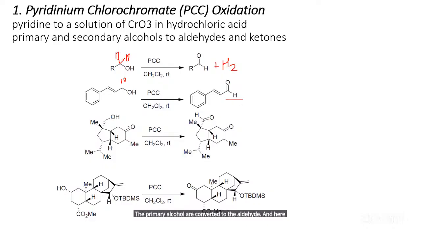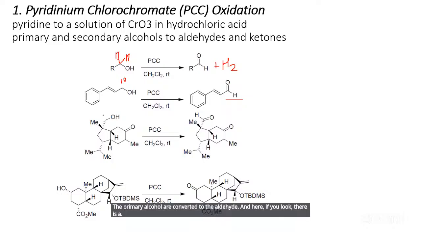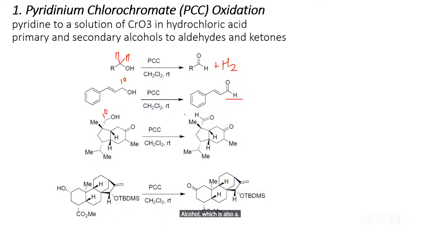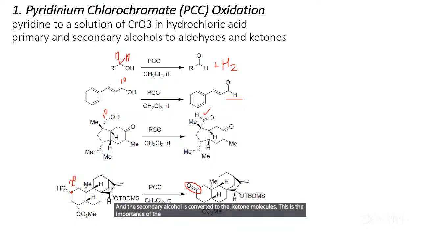And here, if you look, there is an alcohol which is also a primary one, again converted to the aldehyde. But in the third example, this is the alcohol present in a position we call a secondary alcohol. And this secondary alcohol is converted to the ketone molecule. This is the importance of PCC. Primary is converted to aldehyde and secondary is converted to the ketone molecules.